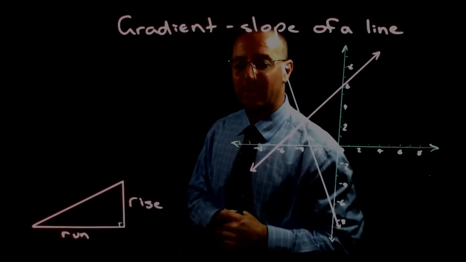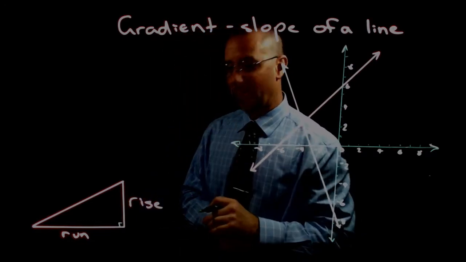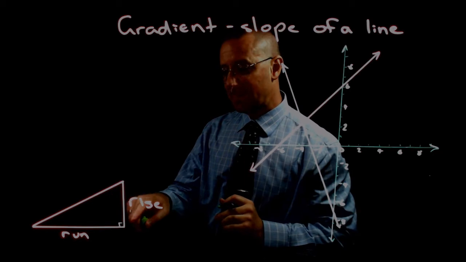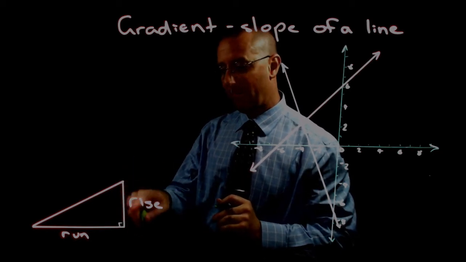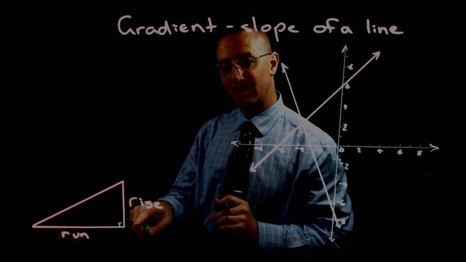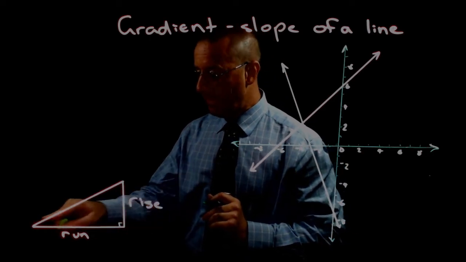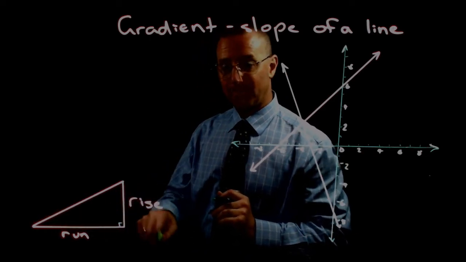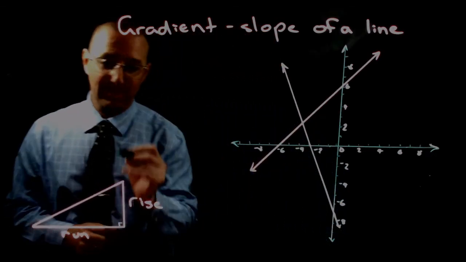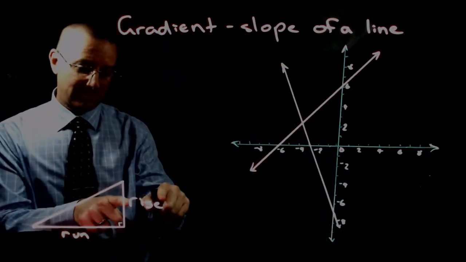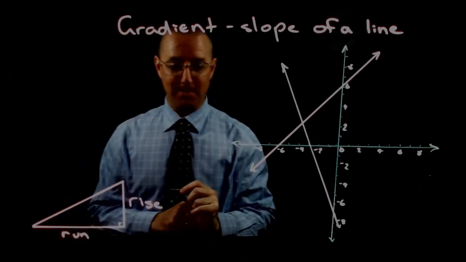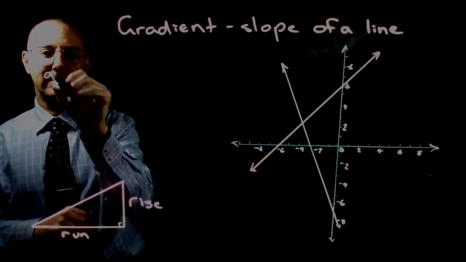In order to calculate the gradient of a line, what you need to work out is the proportion of how far it rises, so the vertical distance that it rises, over the distance that it runs. So the formula for the gradient of a line is the rise divided by the run. So, let's do some calculations over here.